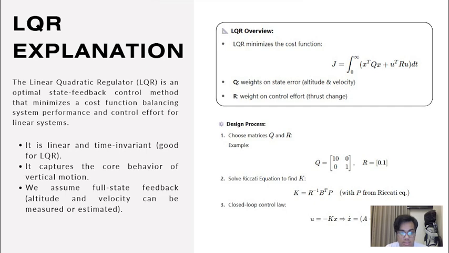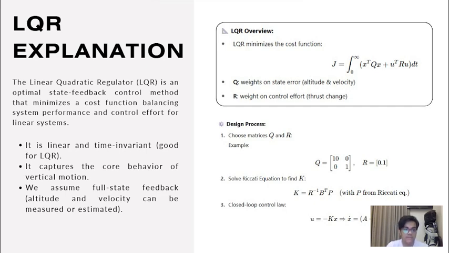LQR is well suited for our model because our system is linear and time-invariant. It effectively captures the core behavior of our vertical motion. A key assumption for LQR is that we have full state feedback, meaning we assume both altitude and velocity can be measured or accurately estimated. Let's look at the LQR overview. As you can see, LQR minimizes the integral from 0 to infinity of a cost function J.